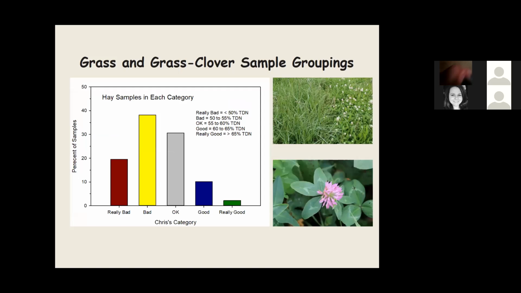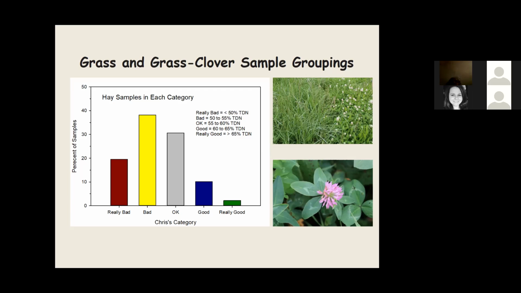And again, here's another example of the grass and grass clover sampling groups. And you see from the samples that were sent to KDA, and this is not, again, a good representation of all hay. This is just what was sent in. There was some really bad hay, less than 50% TDN. So that's not going to provide the nutrition our animals need. And then we have the bad hay. That's 50 to 55. So a dry cow is going to do okay on that.